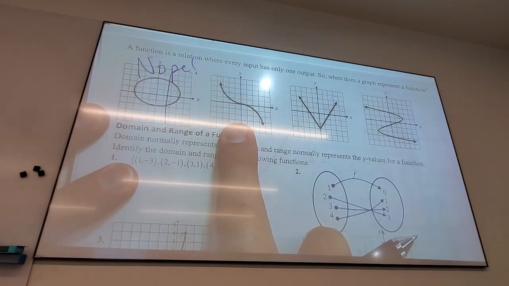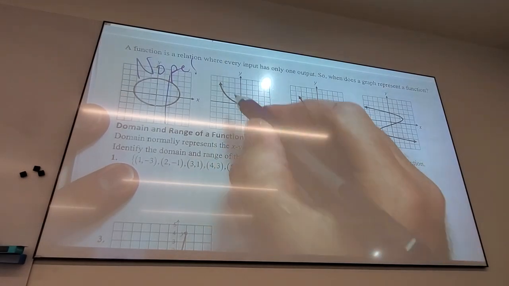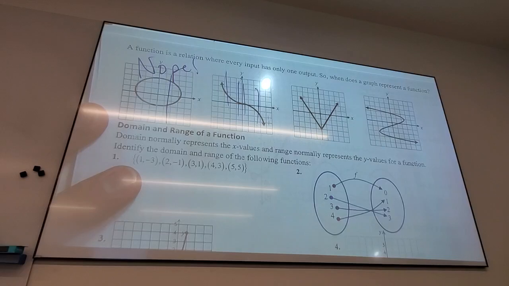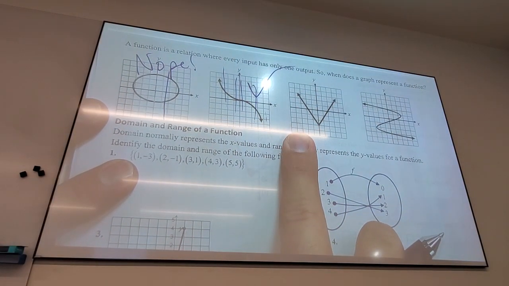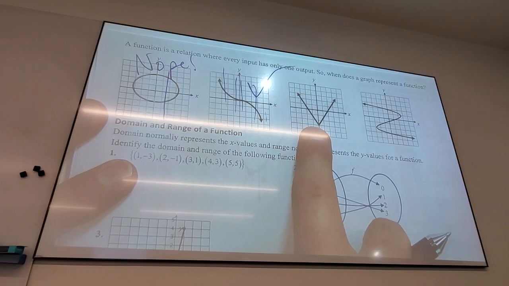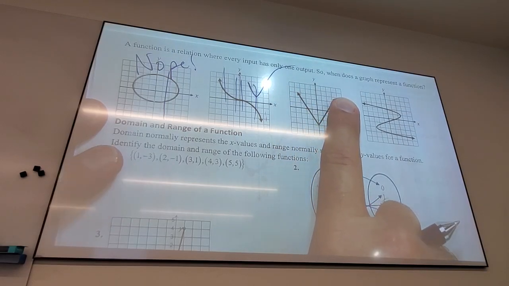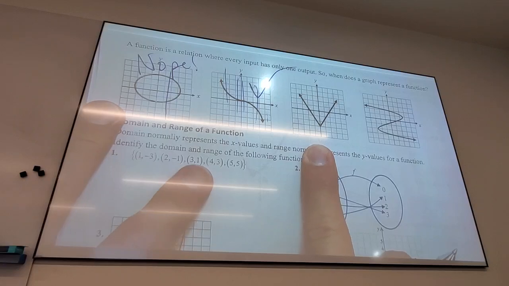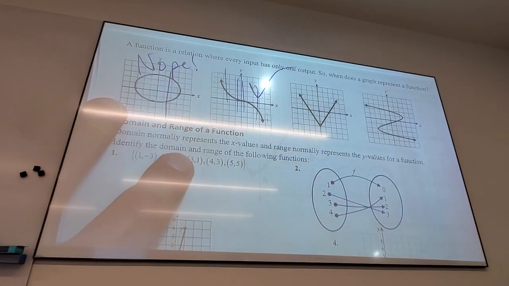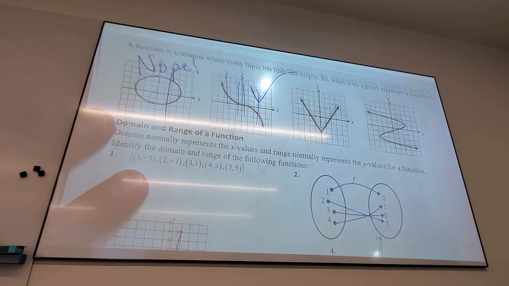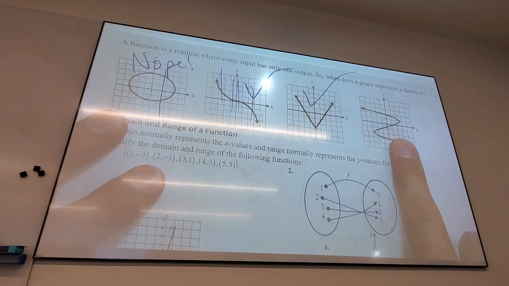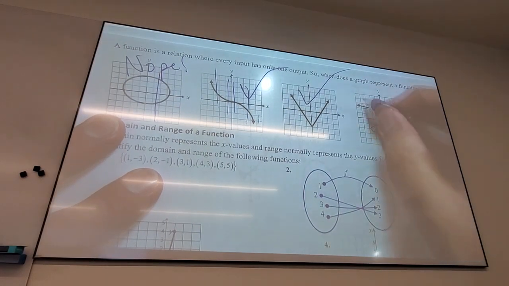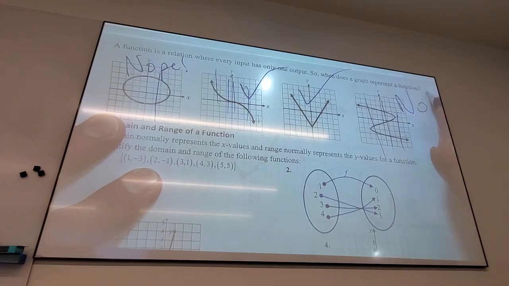What about this one? I don't see any vertical line that goes through more than once. Check. What about this one? Anybody know what function this is? This is a graph of a specific function. That's absolute value. Okay. The reason it's negative is because it's probably absolute value minus something. So, all right. Check. There's no vertical line that goes through more than once. What about this one, of course? It fails. No. Okay.